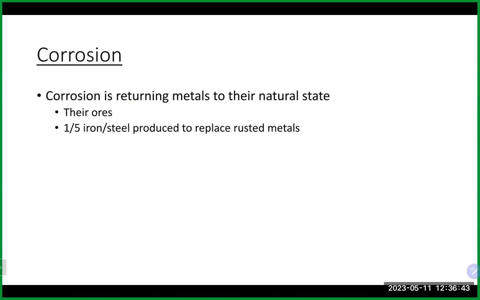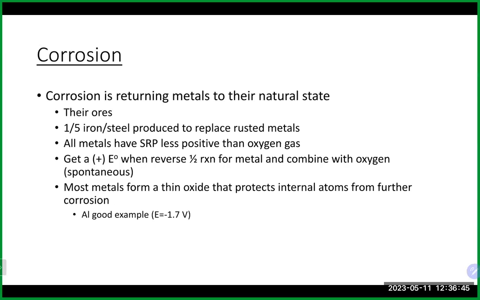All right, we're also going to talk a little bit about corrosion. So same idea. You need to know what corrosion is, and we'll talk about a couple of ways to prevent corrosion. So corrosion is really returning the metals to their natural state.